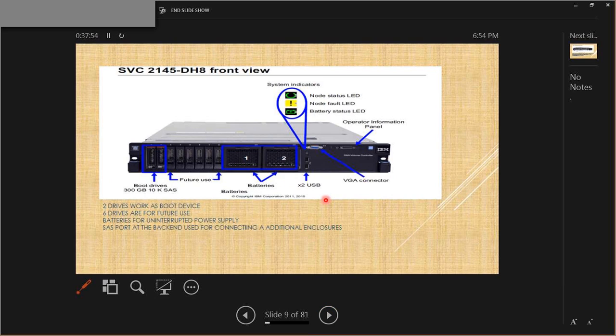Now let us check the latest model, the DH8 model that we were discussing in the first slide. This is how the DH8 model looks from the front side. In the DH8 model, you can have a total of up to 8 internal drives. Out of these 8 internal drives, the first two drives are basically used for storing firmware. These are called boot drives. These boot drives are basically mirror drives, where one drive contains the firmware and the other drive contains a copy of that firmware.